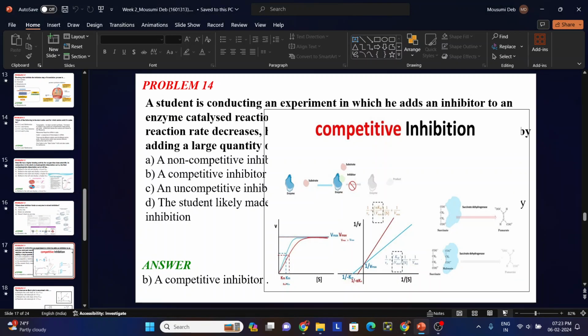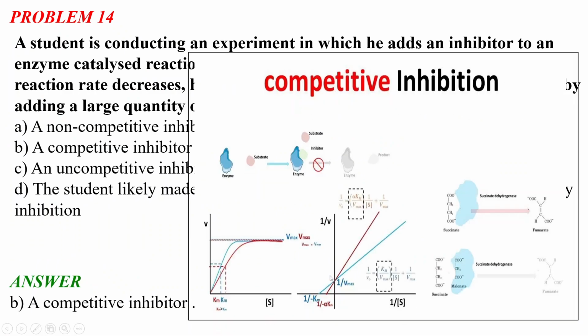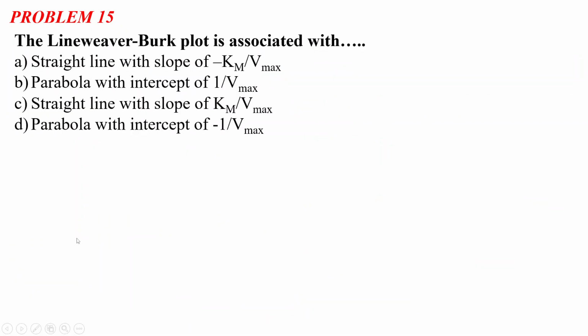So now you have to identify the correct statement, with which option this plot is associated. Number A, straight line with a slope of minus Km by Vmax. Number B, parabola with the intercept of 1 by Vmax. Number C, straight line with a slope of Km by Vmax, and number D, parabola with the intercept of minus 1 by Vmax.